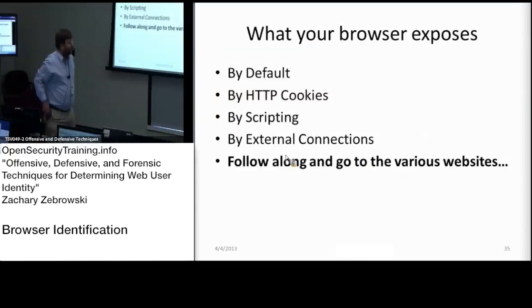So in the first case, we'll talk about by default. Basically, these are the things which a server can see by its environment variables. We'll talk briefly about HTTP cookies, because HTTP cookies are just a way of sharing information. By scripting, if you run Flash or Java, you can find additional information about users. You include external connections, where external connections is basically FTP or other network activity within a web page. You could possibly bypass someone's proxy to actually give them the actual IP address of where you're coming from.